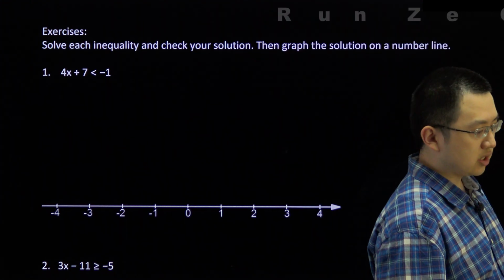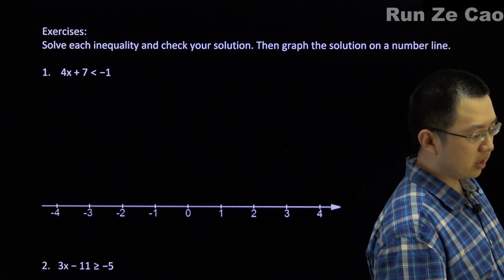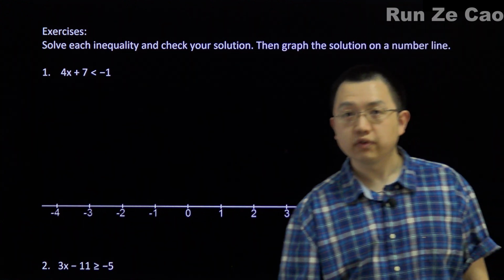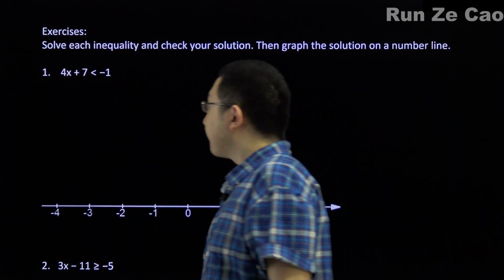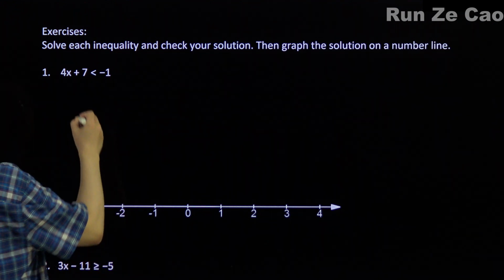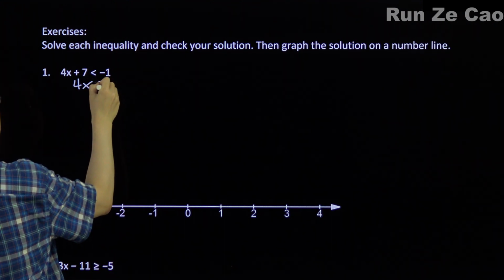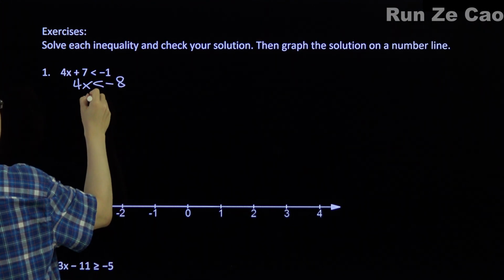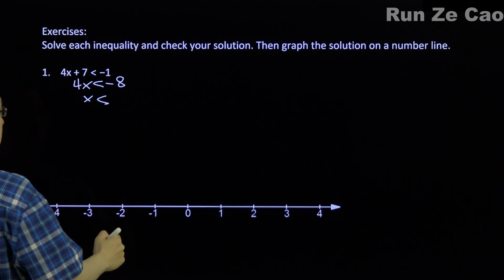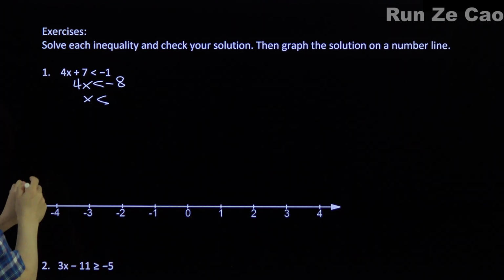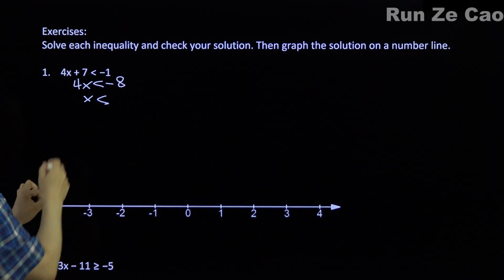Solve each inequality and check your solution. Then graph the solution on a number line. We're going to be doing the checking by talking for the most part. Okay? Solve each inequality. 4x plus 7 is less than negative 1. Well, 4x is going to be less than negative 1 minus 7. So negative 8. X is less than, well, say we got from negative 8 to 0. So negative 8 is over here. And then 4x is less than that.